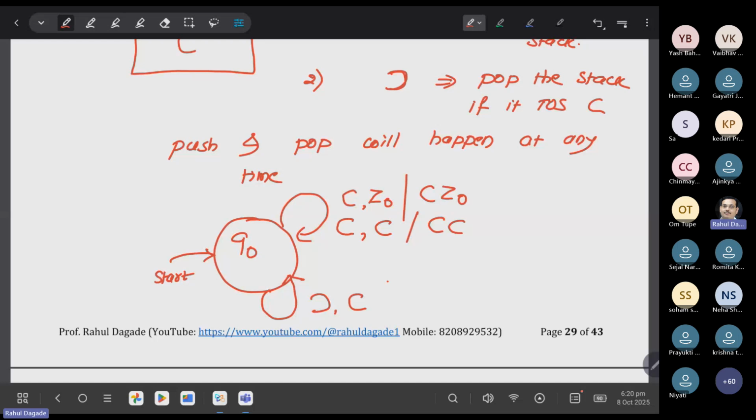And now when your input is finished, that is, you have null as input and Z0 on the stack, that is, the stack is empty, then keep the stack as it is and come to the Q2 state, which is the final state.